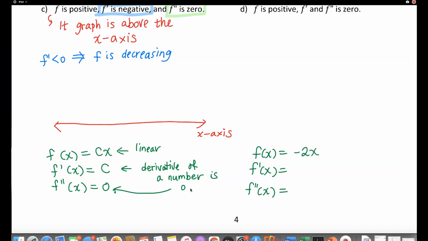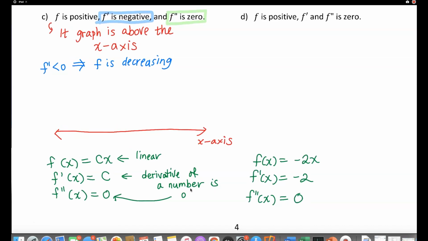If the original function is negative 2x, the first derivative will be negative 2, and the second derivative will be 0. And I think this meets the condition, only if I sketch this graph above the x-axis. So it's a tricky one. And I'll just say this is my f. This is my f. And I don't think I want to draw an arrow.